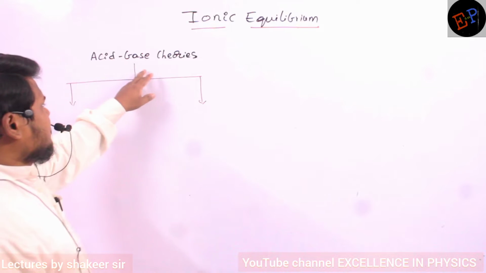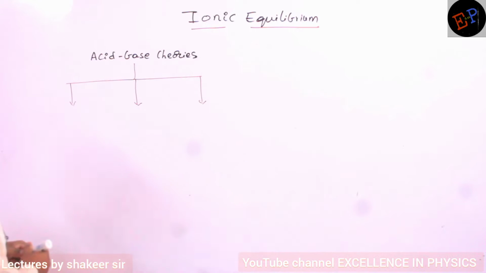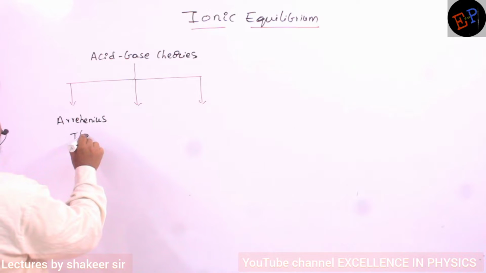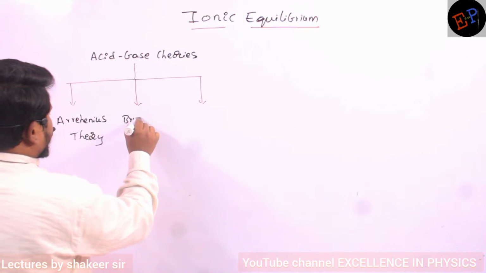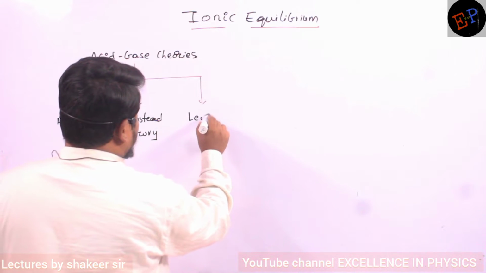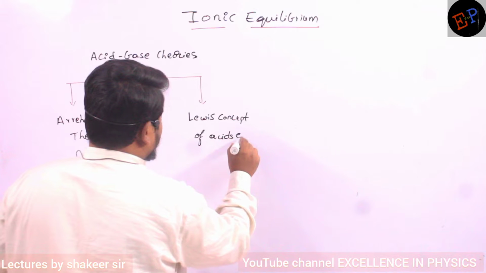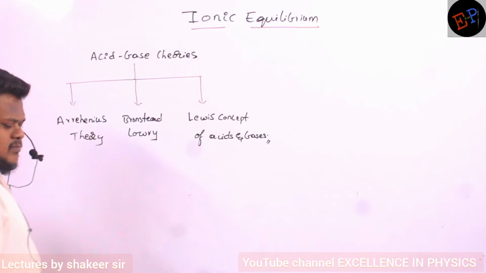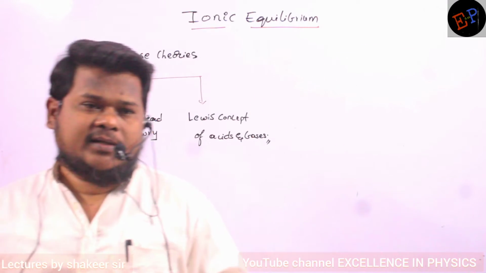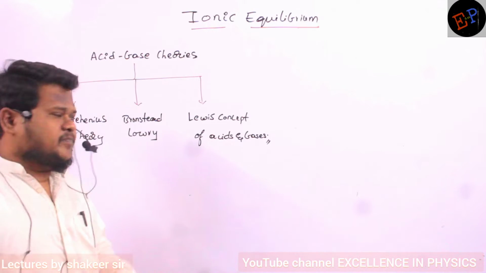So, acid-base theories. You should have studied them previously, no? How many acid-base theories are there? First one is called Arrhenius Theory. Second one is called Bronsted-Lowry Theory. And the third one is called the Lewis concept of acids and bases. These three people gave theories on what is meant by an acid and what is meant by a base. Most of the theories are satisfied in different molecules. Are you able to understand?